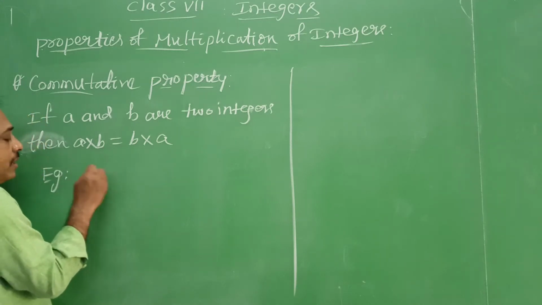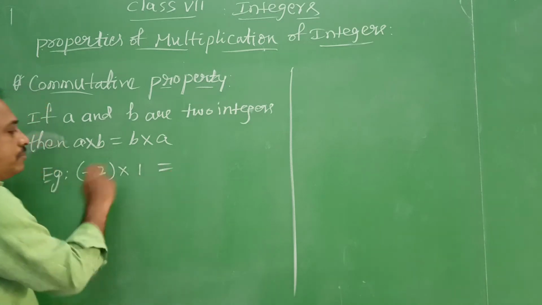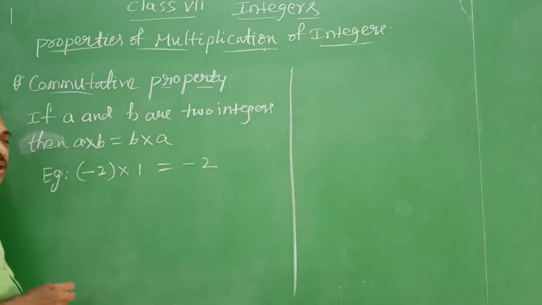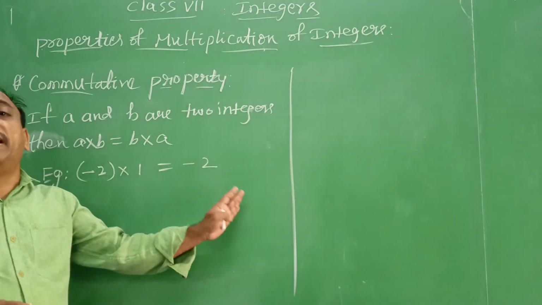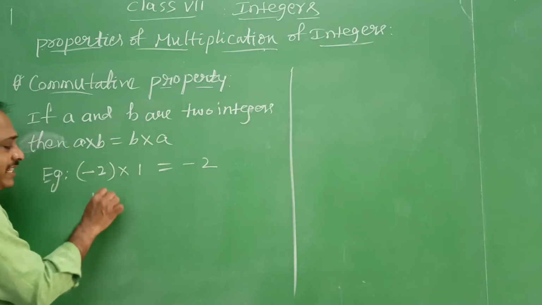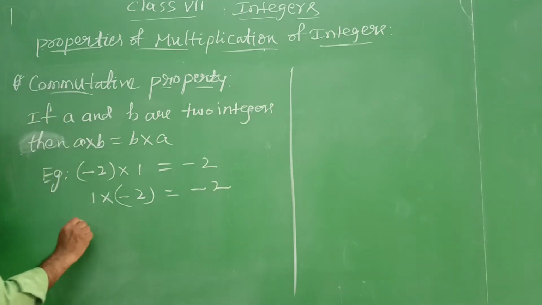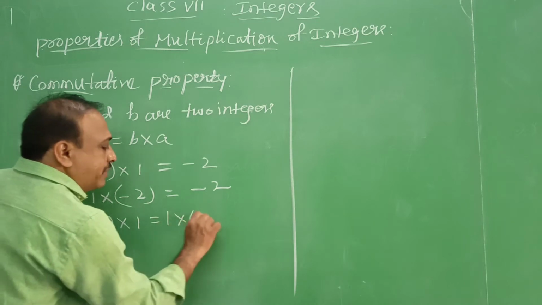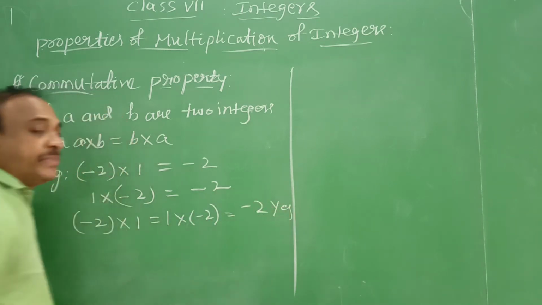That is minus 2 into 1, which is equal to minus 2. See this, minus 2 into 1 is equal to minus 2. As we know, for a negative and a positive integer, the product always remains negative. Next, just interchange the values. 1 into minus 2, if you do, the result is also the same. So what can you conclude? Minus 2 into 1 is equal to 1 into minus 2, which is equal to minus 2. Yes, it is satisfied. We are getting the same answer.